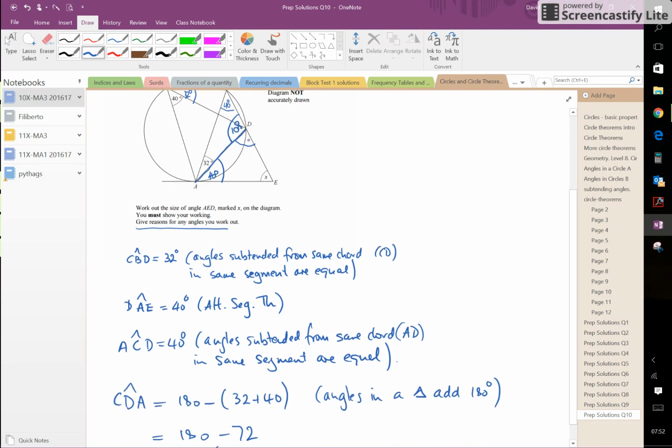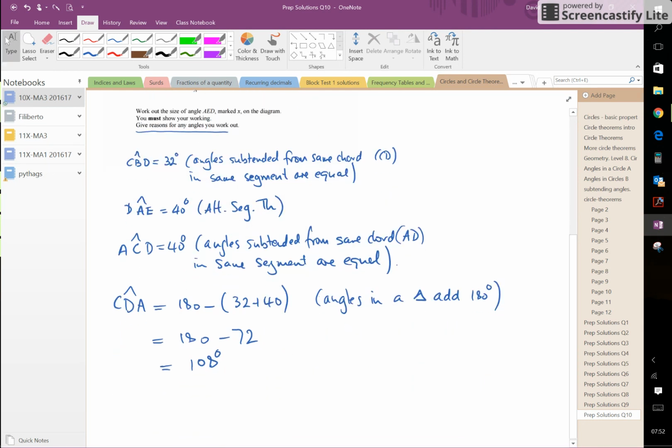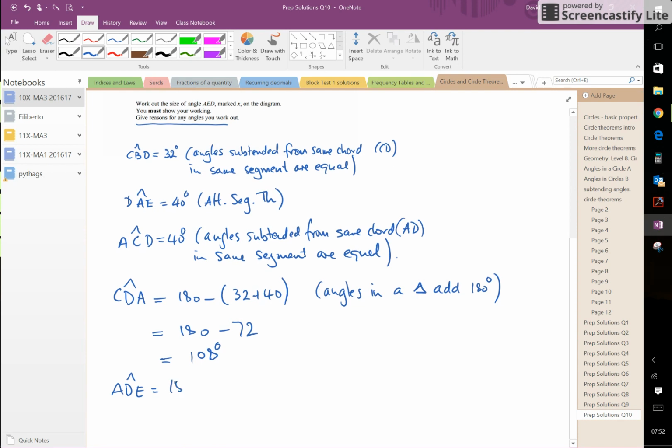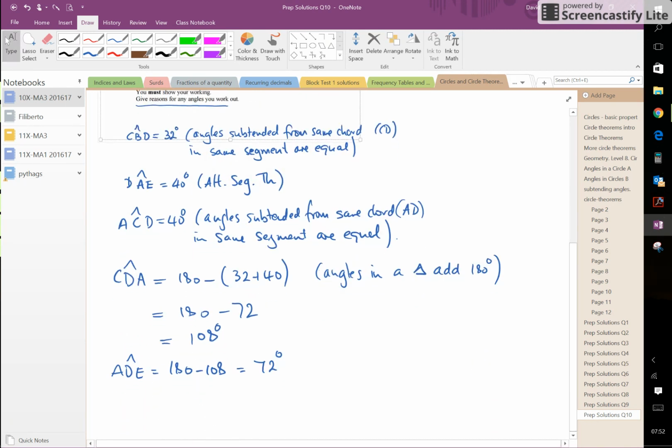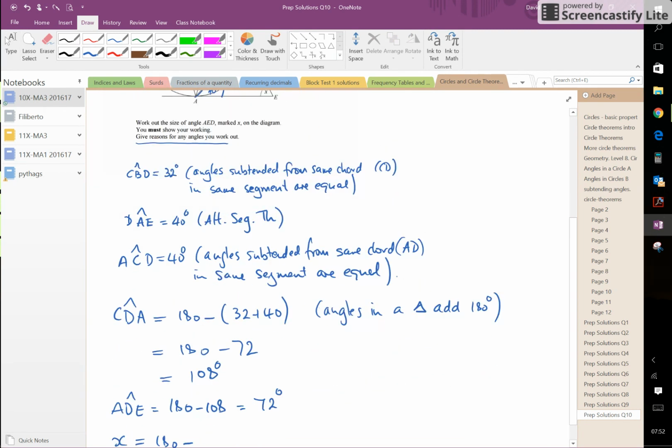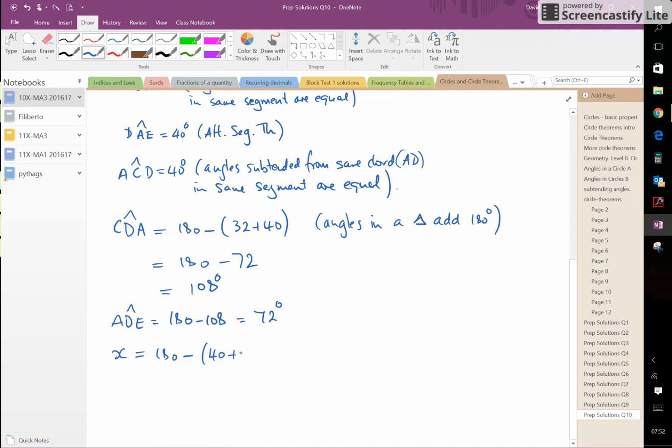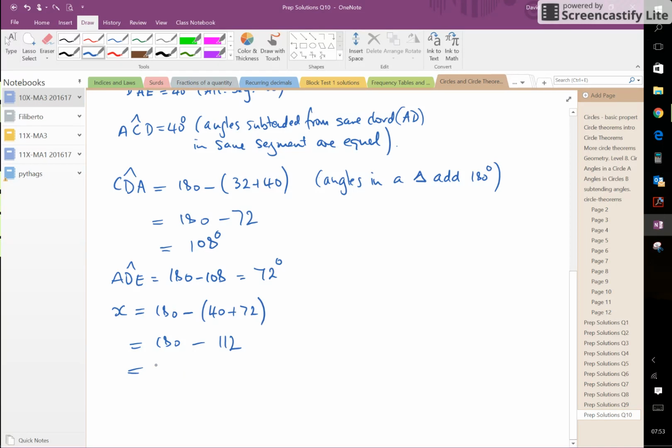Now, as soon as we have that angle, we can clearly find this angle. This is 180 minus 108. So that's angle ADE. ADE is 180 minus 108 degrees, and that, of course, is 72 degrees. So that's 72 degrees, and once we've found that, we can therefore find x. So therefore, x is 180 minus, and then we're going to add up the 40 and the 72. So it's 180 minus 112, which of course ends up being 68 degrees.